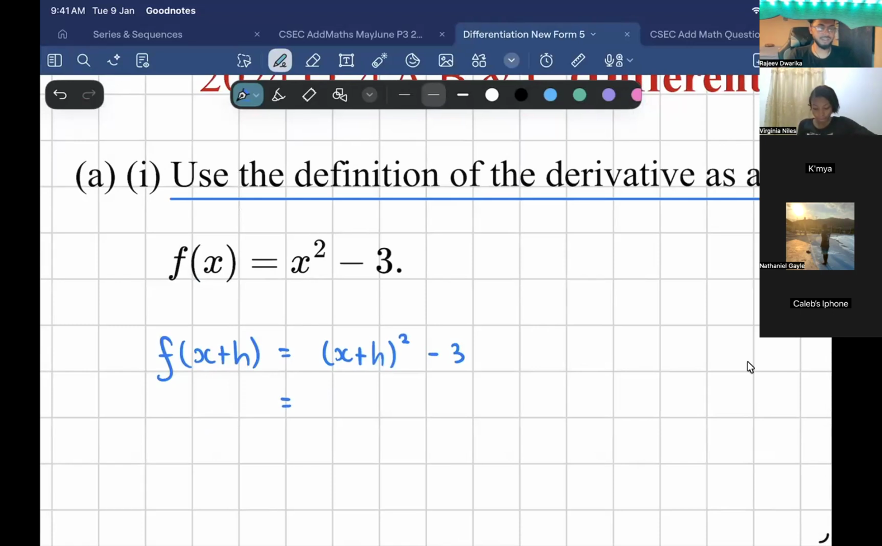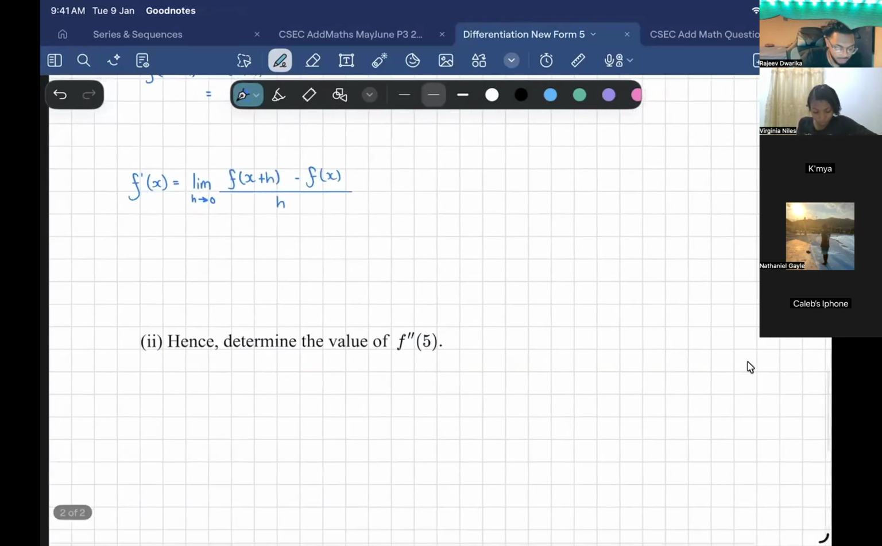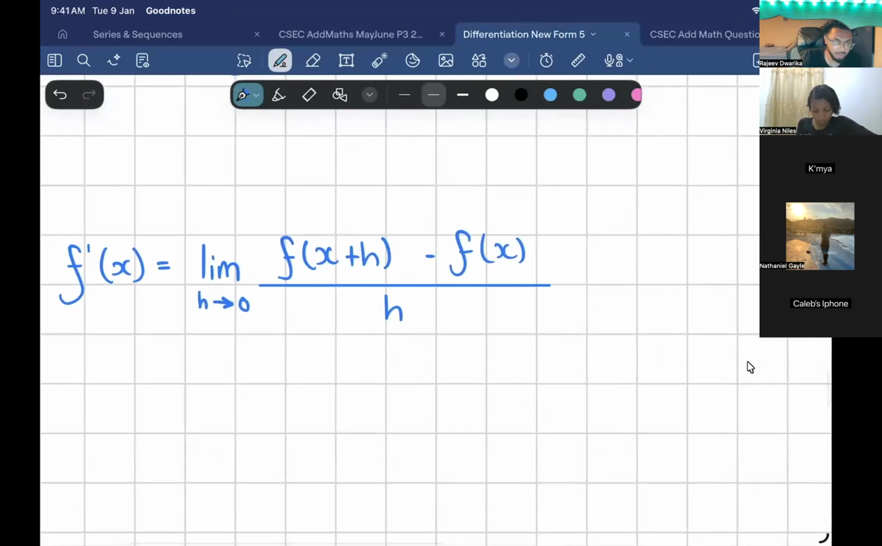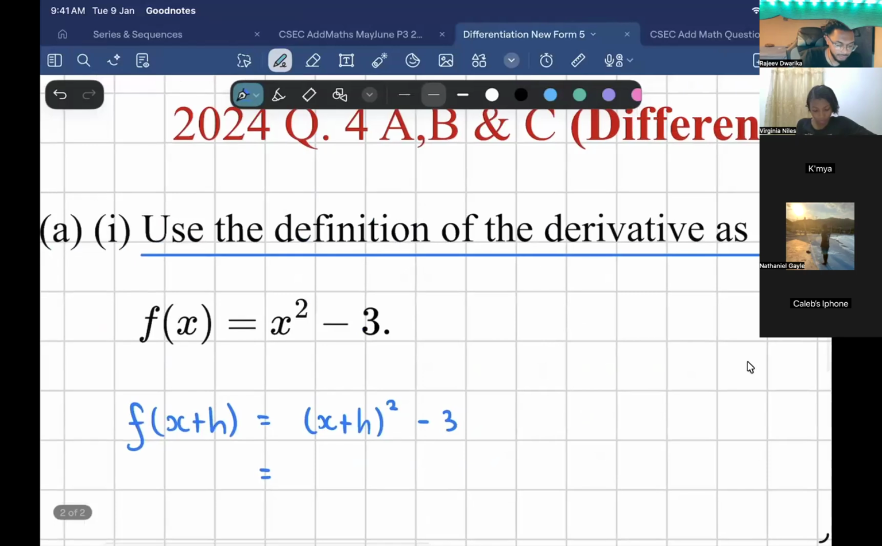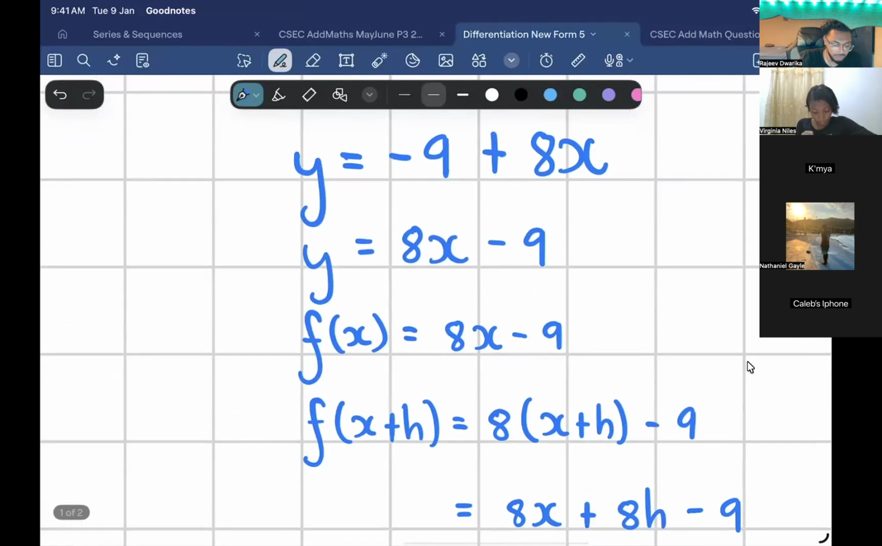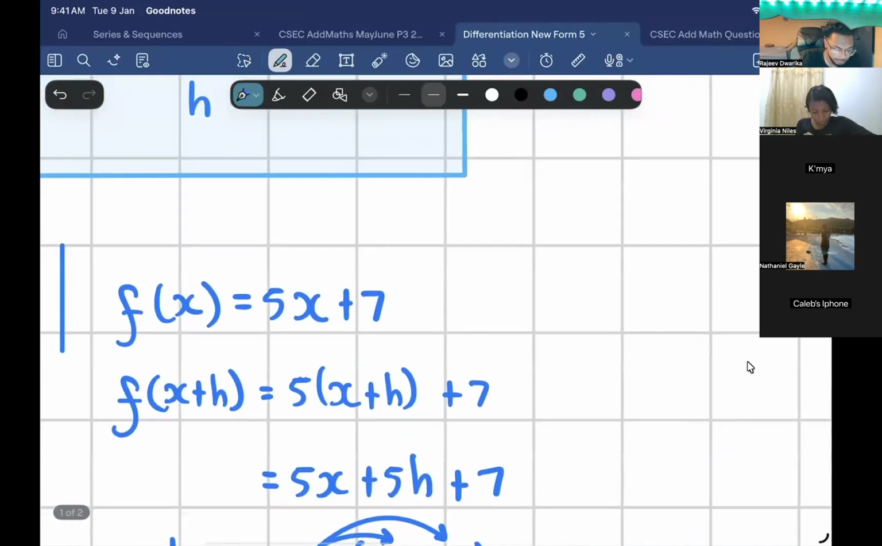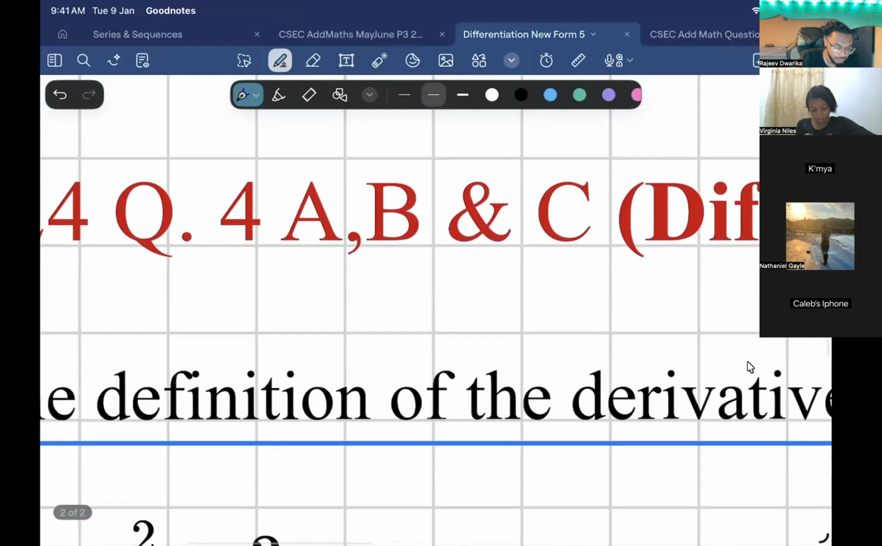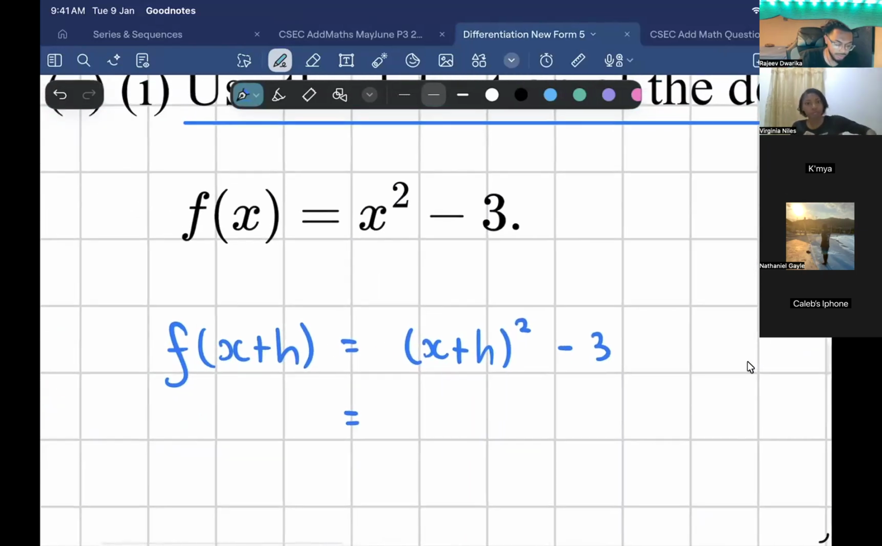Okay. Caleb, let me know if you did this or no. Caleb, what did you do? I'm not judging or anything, I'm just curious to know what you did. Probably added it from when we first did this. You know, it's the same concept, it's just a different question. You had to use the same formula, but the function here is different. The function is x squared minus 3. The functions that I gave you before were linear functions like 8x minus 9, 5x plus 7, but this is a different function. This is x squared minus 3.